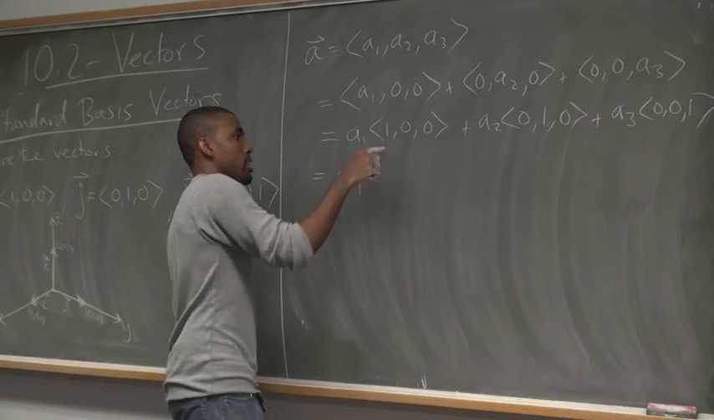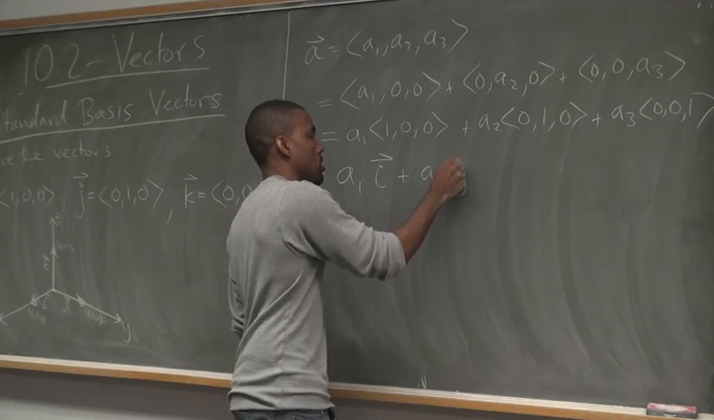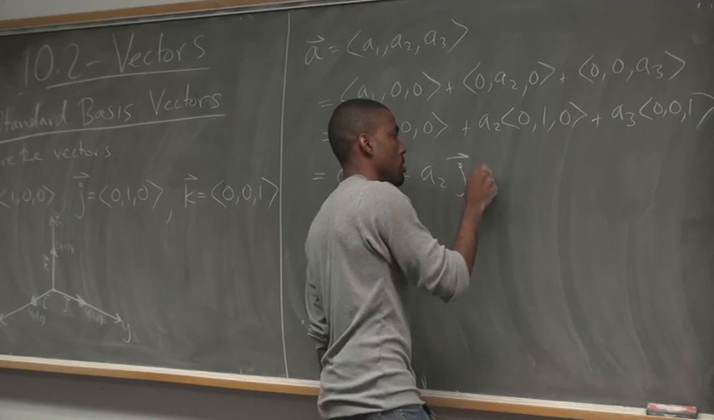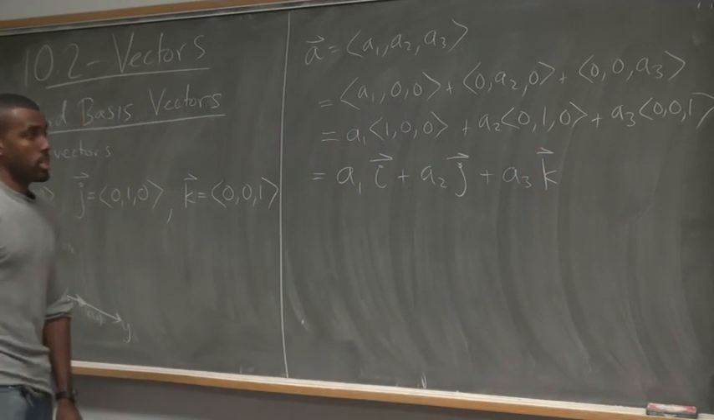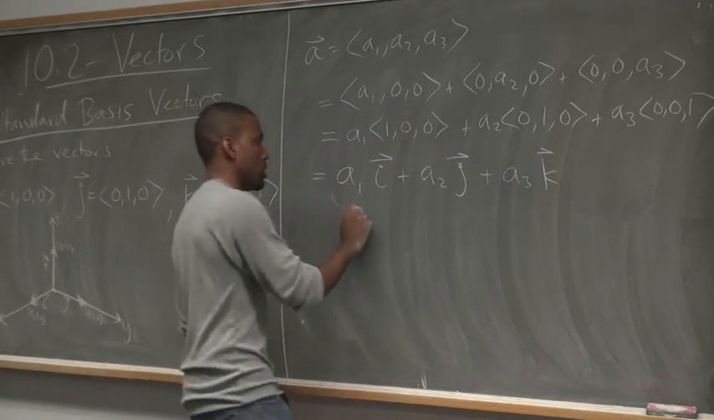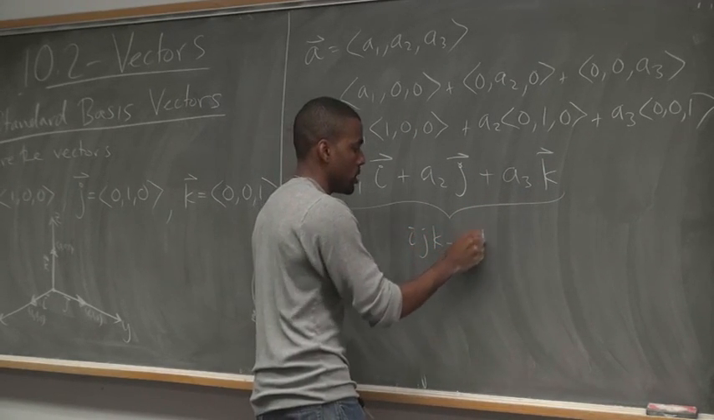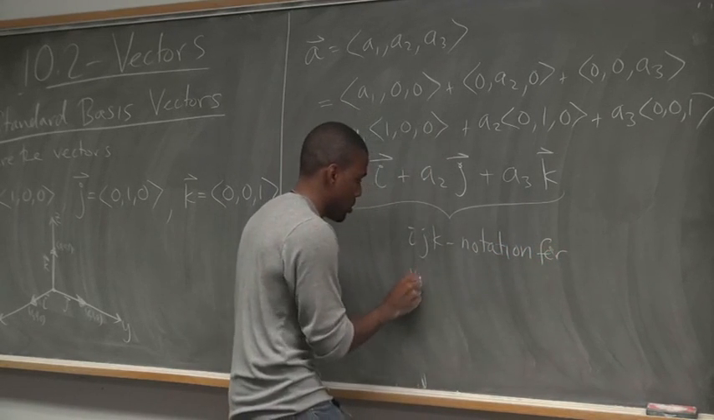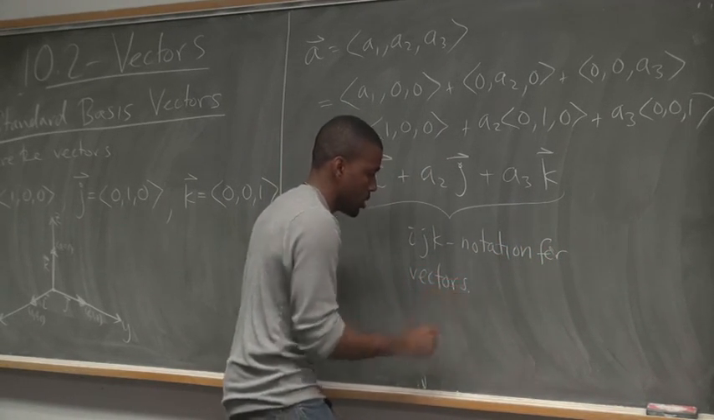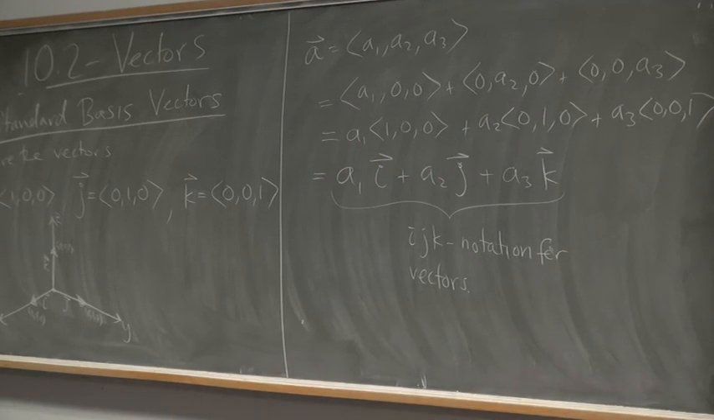And so this I can write as a1 i plus a2 j plus a3 k. This gives you an alternative notation. This is called the ijk notation for vectors. So you might see vectors represented in 2 different ways. Sometimes they'll tell you components, sometimes they'll tell you the ijk notation.